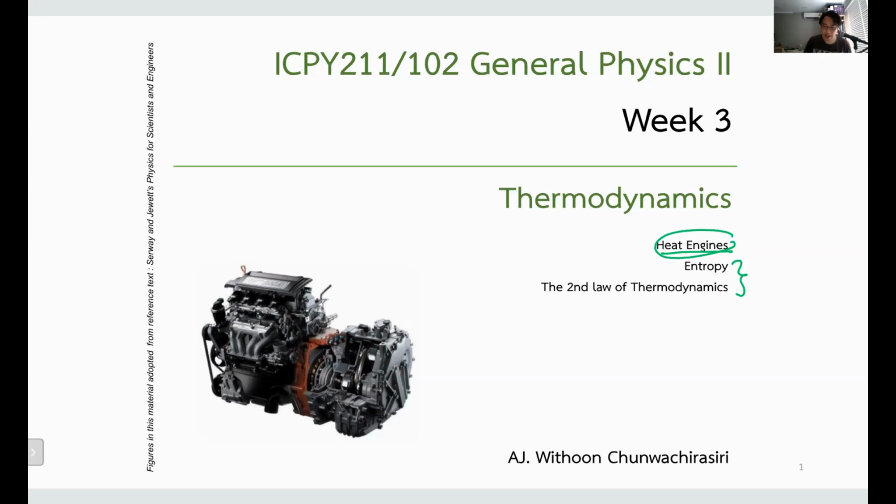All right, heat engines, guys. But the point that I'm going to take you to today, definitely, is that I'm going to tell you the best heat engine in the universe.